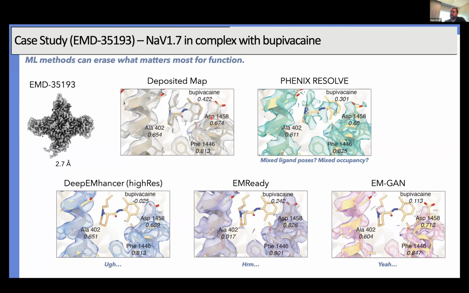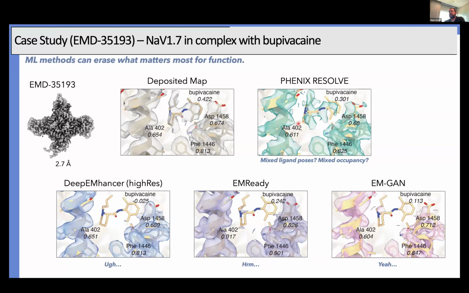What was surprising is that in the Phoenix Resolve density modified map, you get improvements in the backbone of the surrounding residues, but then the density for this bupivacaine changed quite a bit. One of the things that we reasoned is that this may actually be a mixed pose binder, or it could be mixed occupancy, and that in Phoenix Resolve with the better amplitudes, you could start to understand how this might bind in potentially different poses.